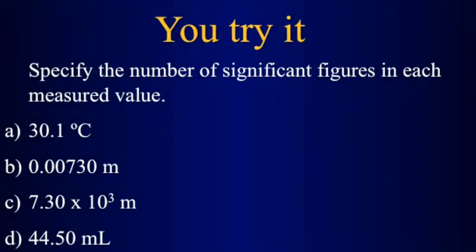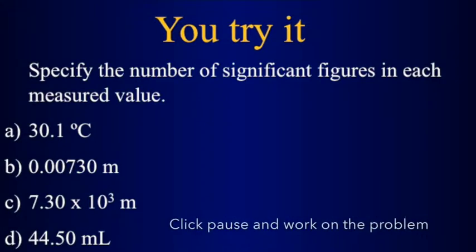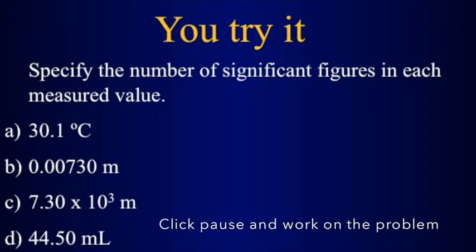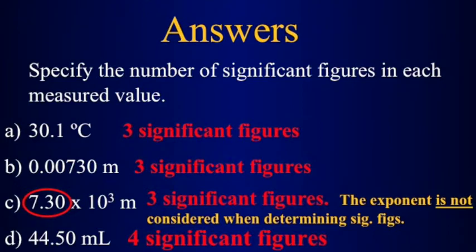Try a problem now. Specify the number of significant figures in each of the measured values below. Keep in mind, for scientific notation, only the number in front of the exponent matters in counting significant figures. Click pause and work on the problem. Check your answers. Notice in part B, the decimal point is present, so starting from the left, we don't start counting till we get to the 7, then count all numbers, including zeros after that, so there's 3 significant figures there.